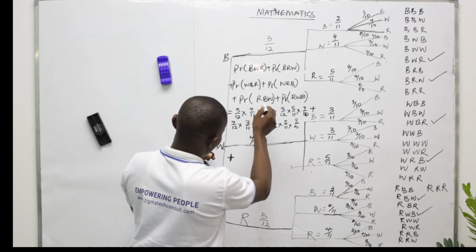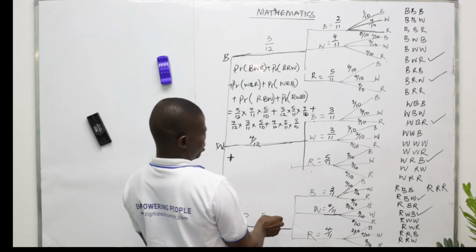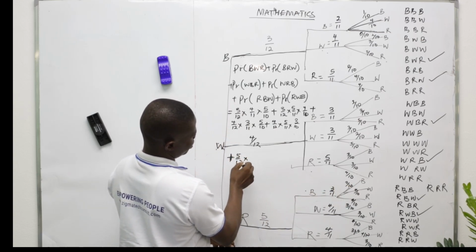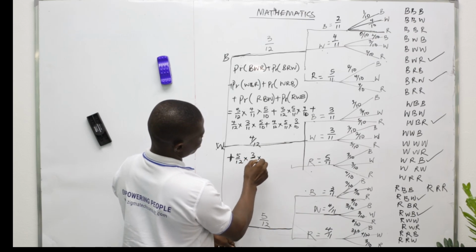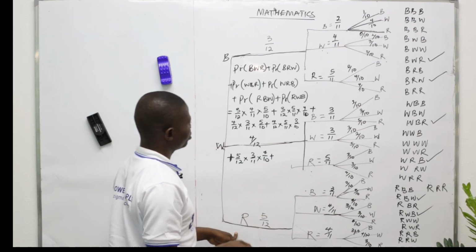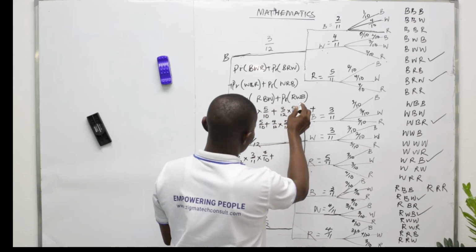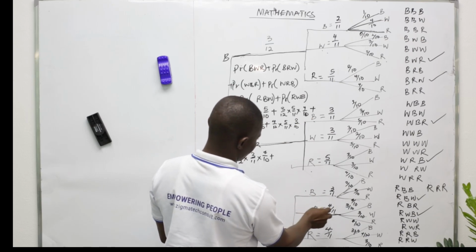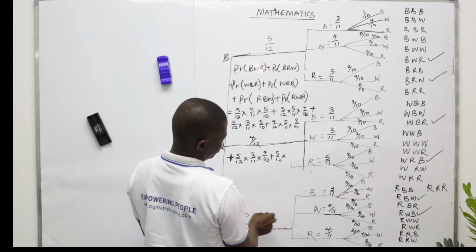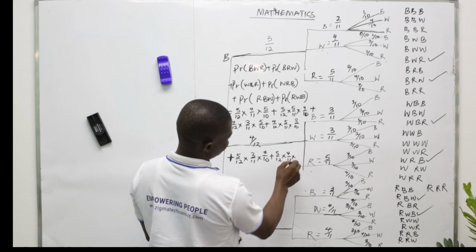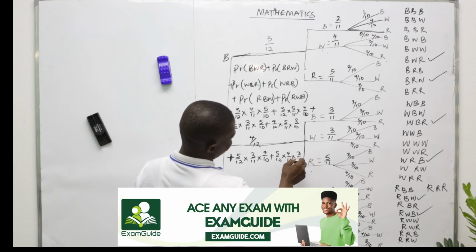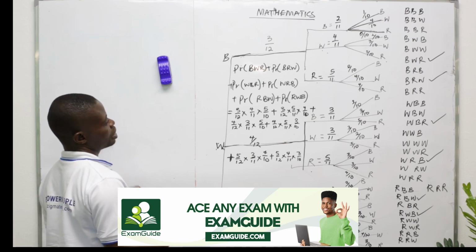red, black, white: 5 over 12 times 3 over 11 times 4 over 10, plus red, white, black: 5 over 12 times 4 over 11 times 3 over 10. So you are done with that.